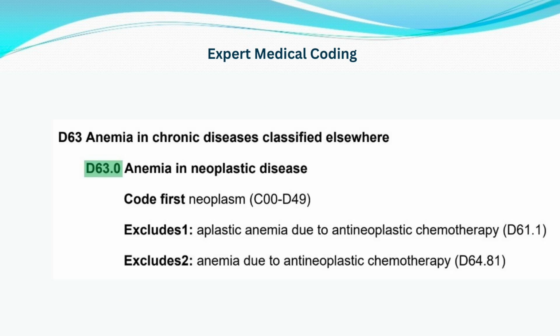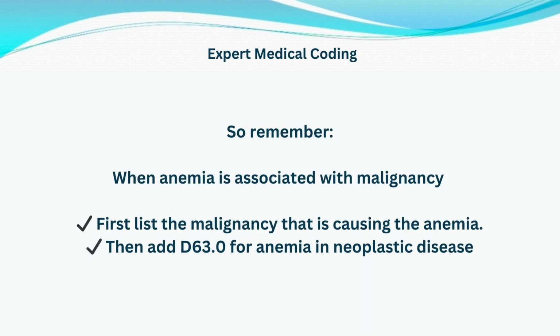So when you go to the tabular list and look up D63.0, which is anemia in neoplastic disease, you'll notice an important instruction there. You'll see a code first note. The code first instruction clearly states that the underlying neoplasm must be coded first. So remember, when anemia is associated with the malignancy, first list the malignancy that is causing the anemia and then add D63.0 for anemia in neoplastic disease.